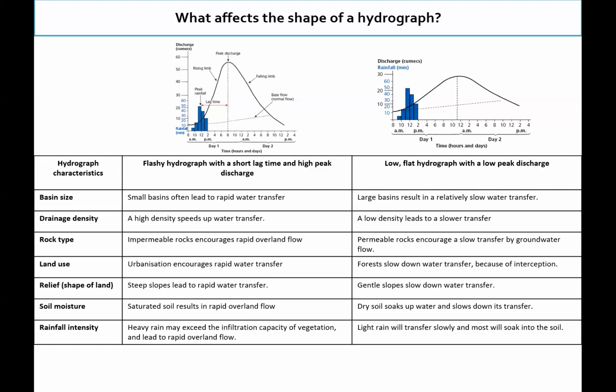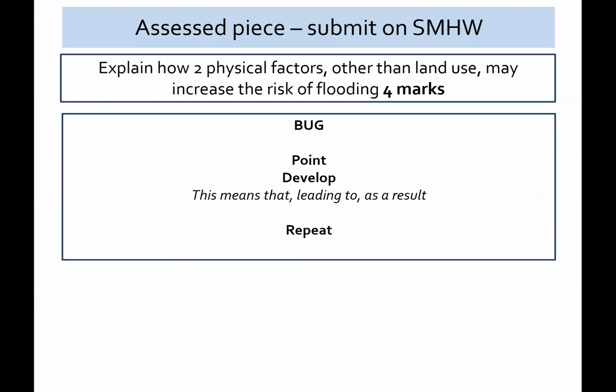So what you'll notice is your flashy hydrograph is when water moves quickly across the surface, gets into that river quickly, causes the amount of water to increase, causes the flood. Whereas anything that slows down the movement of water, causes infiltration, stops water getting into the river, makes it less likely to flood. So make sure you've got those written in the correct column and in the correct characteristic. We're now going to apply that to an exam question.